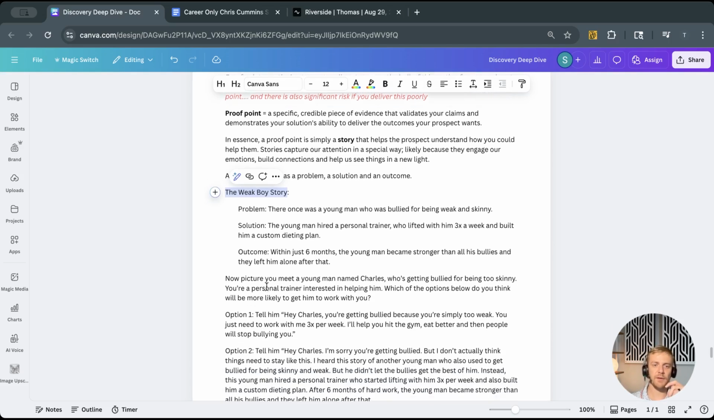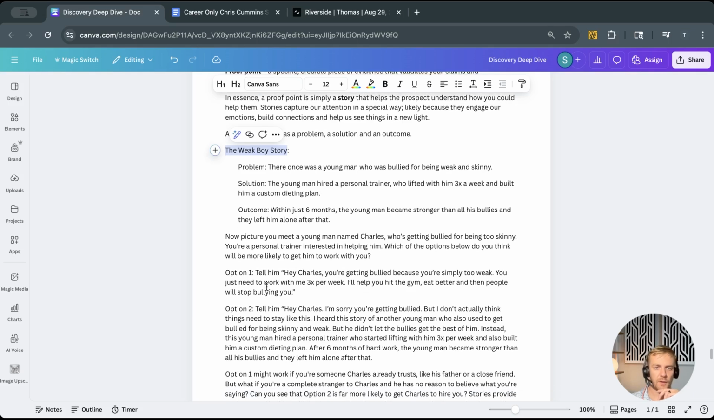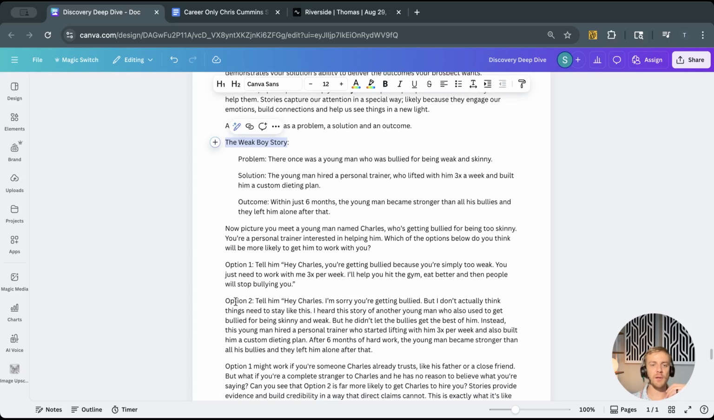Wow, it's a fairy tale, dream come true. Okay, now you have that story in your back pocket. Now let's say you're a personal trainer, and you meet a young man named Charles, and he's getting bullied for being too skinny. And you want to help him. Which of these options below do you think will get him more likely to work with you?